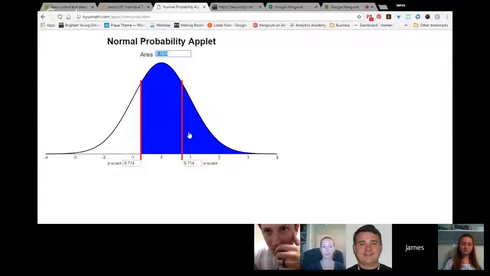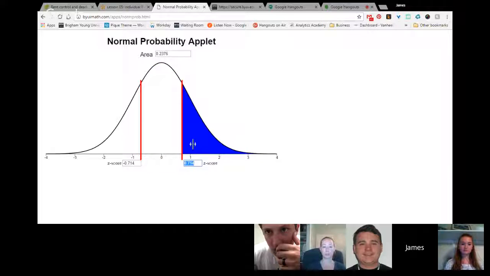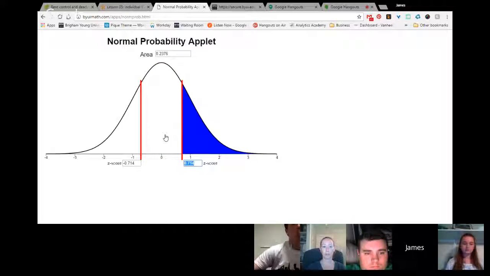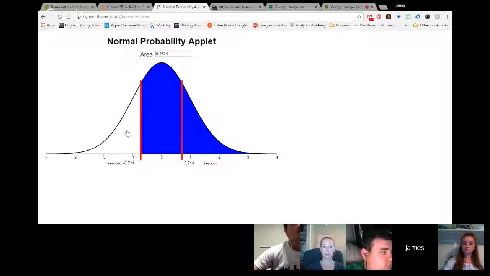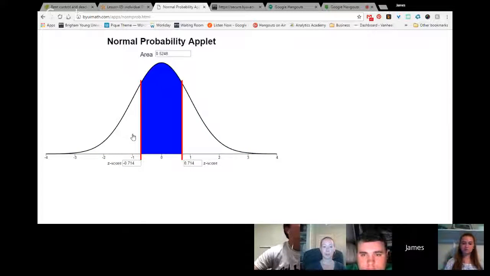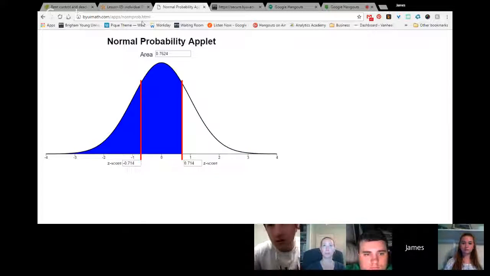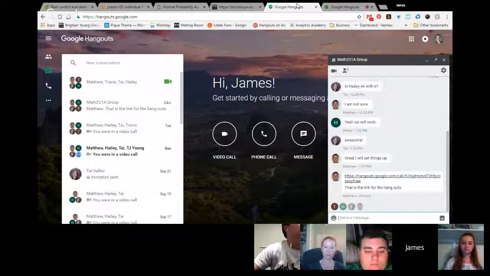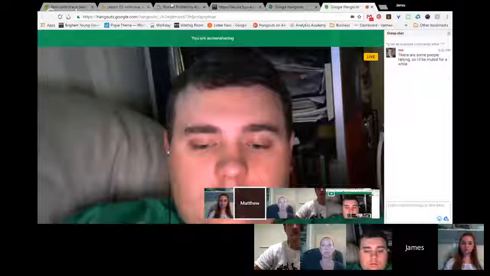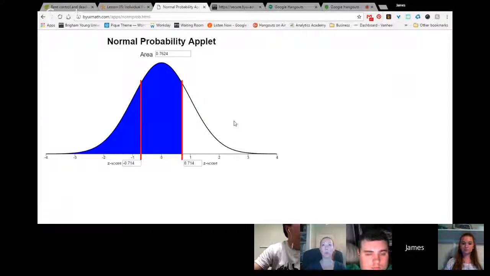Can you see the applet? It's going to be the same thing here. There we go, 0.762. So it's essentially the same as 14. Actually, it's 15. And it's the same. Okay.